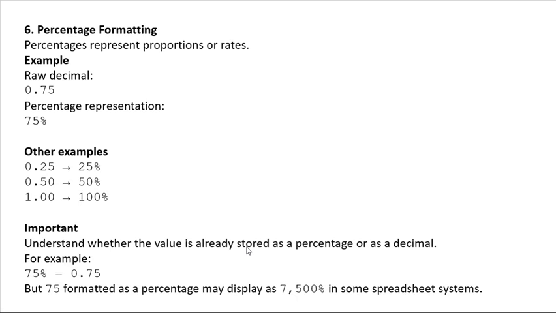It is important to understand whether the values are already stored as a percentage or as a decimal. For example, 75 percent equals 0.75, but if 75 is formatted as a percentage, it displays as 7500 percent in some spreadsheet systems.